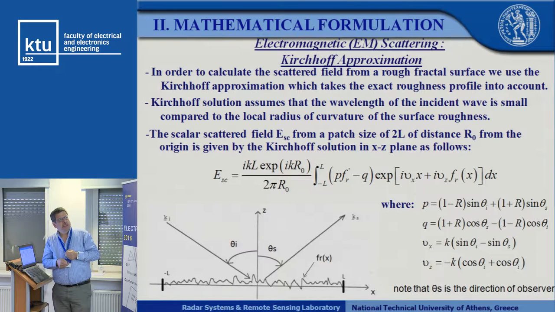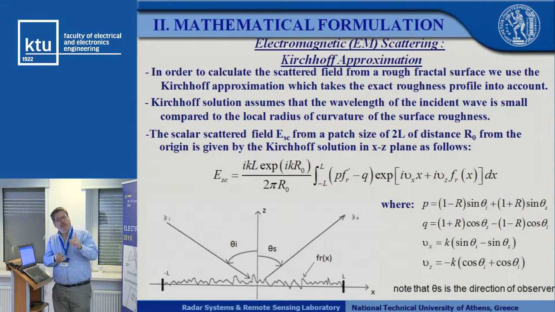To give you an idea, this is the scattered field. This is the fractal rough surface. And the Vx and Vz quantities are given by these equations, where this is the wave number, the angle of incidence, and the angle of scattering. These formulas are for the bistatic scattering configuration, more general equations. R here is the well-known local Fresnel reflection coefficient, and we have also these quantities P and Q appearing in this equation. This is the Kirchhoff approximation for the scattering of electromagnetic waves from rough surfaces, well known in books and literature.